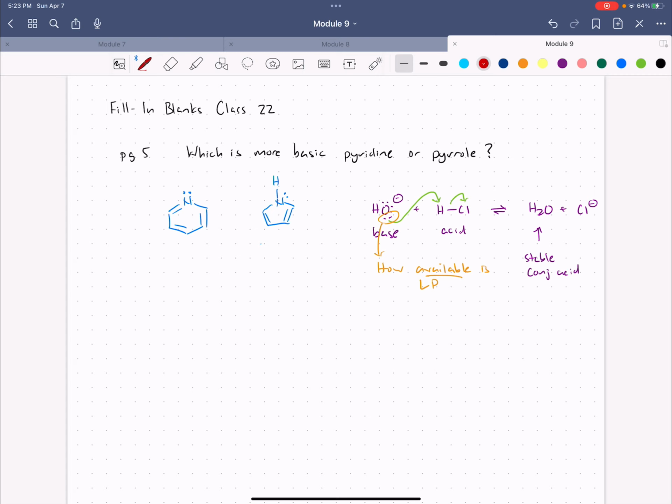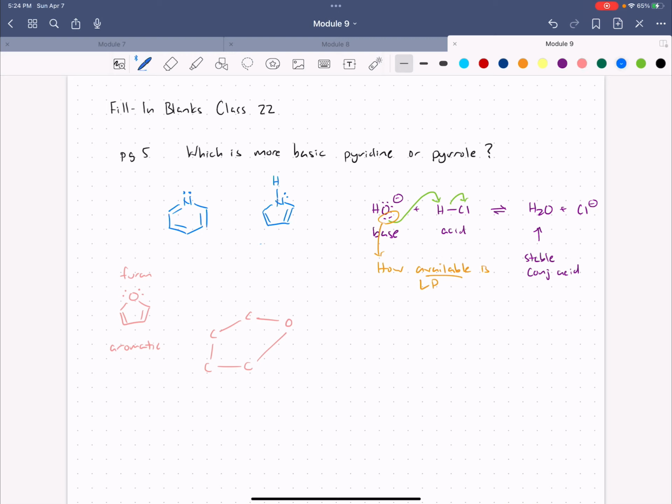For instance, let's take a look at something that we've seen before. We've seen furan. Yep, this is furan, and it's aromatic because one of its lone pairs is in a p orbital, the other one is in an sp2. And what I mean by availability is, is it part of the pi system or not?